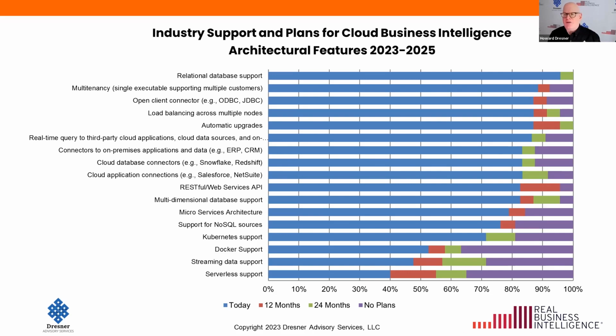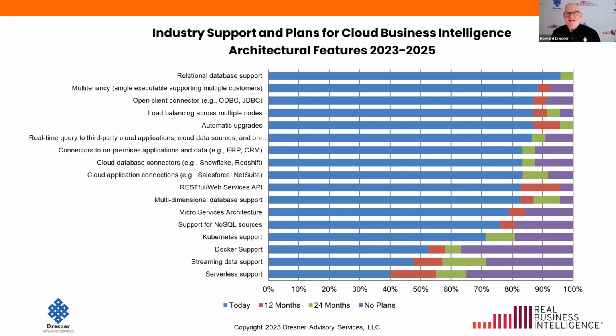So, you look at things like serverless support, not as strongly supported, streaming data support, not as strongly supported, but it's sort of the 80-20 rule, if you will, right? So the 20% of functionality that 80% need is definitely there within the industry for cloud business intelligence.